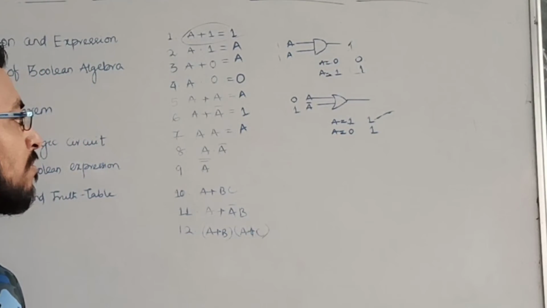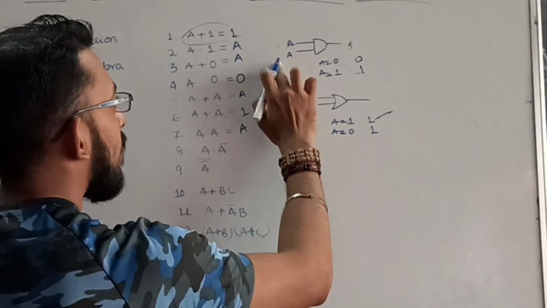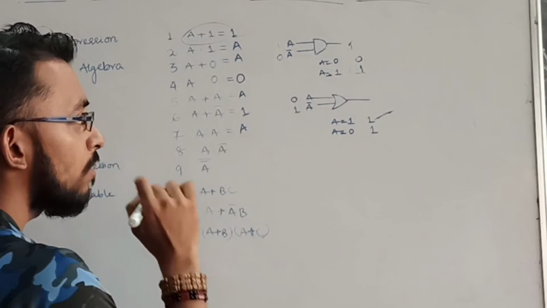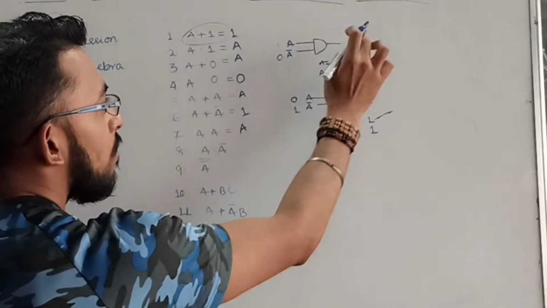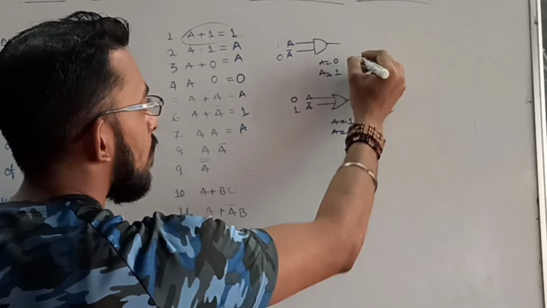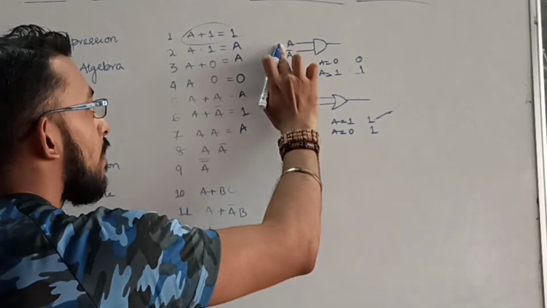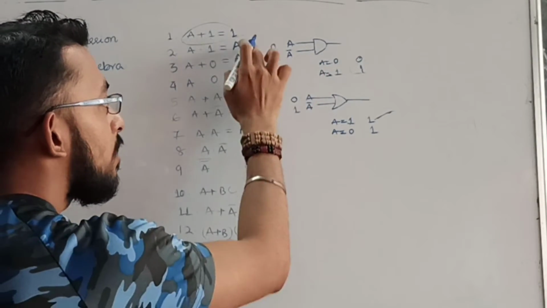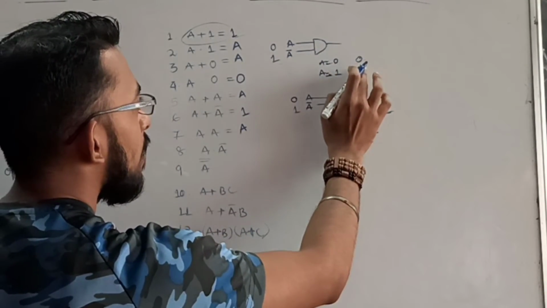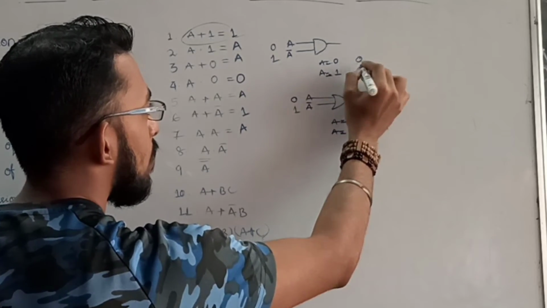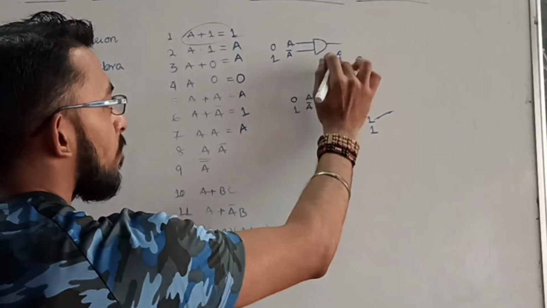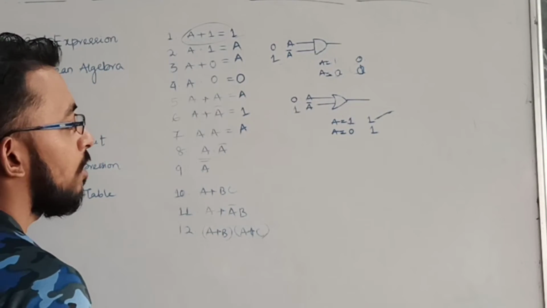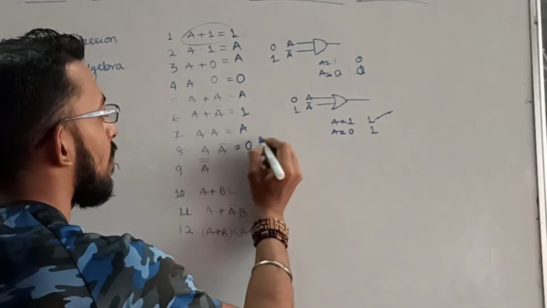Okay. Now, A dot A bar. If A equal to 1, A bar will become 0. 1, 0 will give me output 0. Okay. If A equal to 0, A bar will become 1. Then 0, 1 will give me output also 0. Okay, don't confuse. The first one is A equal to 1, second one is A equal to 0. Then also my output is 0. It means A dot A bar always going to give me a value 0.